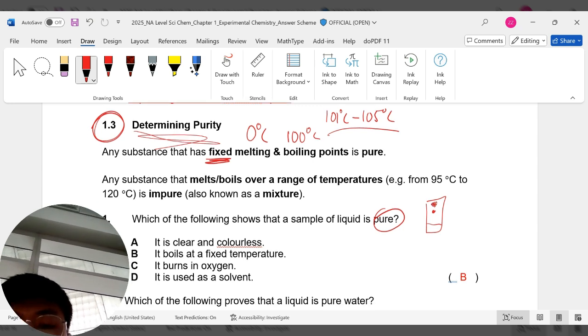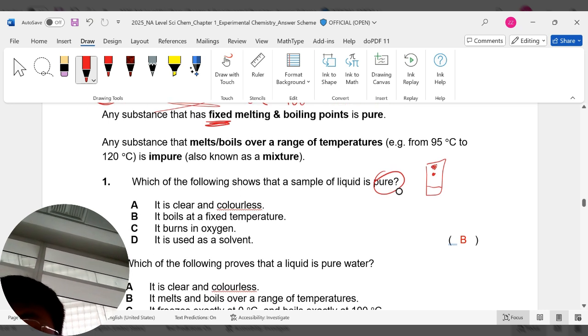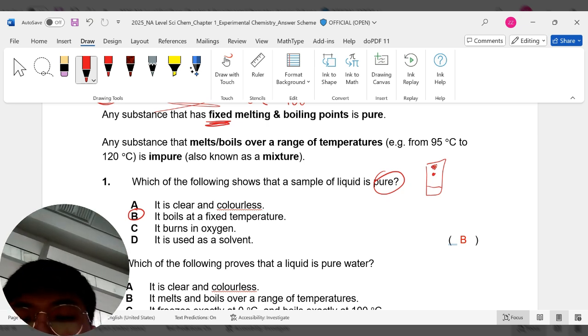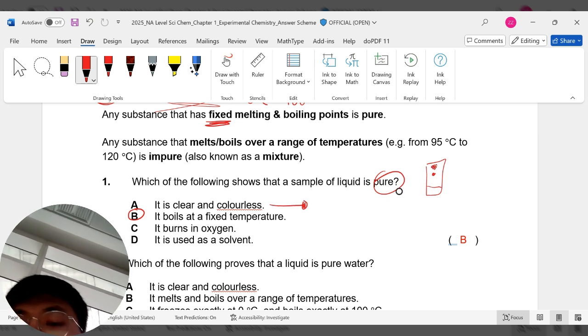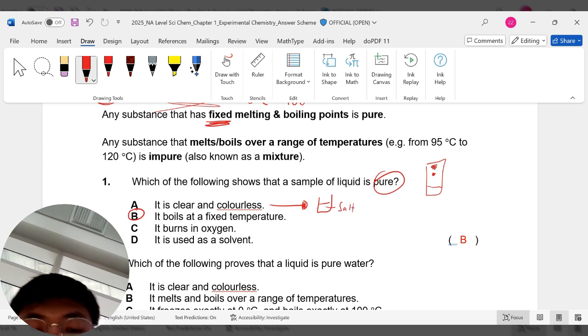So for question 1, how can you tell if something is pure? It will have to boil at a fixed temperature. And to prove that A, C, D are wrong: clear and colorless doesn't really tell you whether or not it is pure. For example, you can have salt and water. Salt and water is also clear and colorless, but it's not pure.